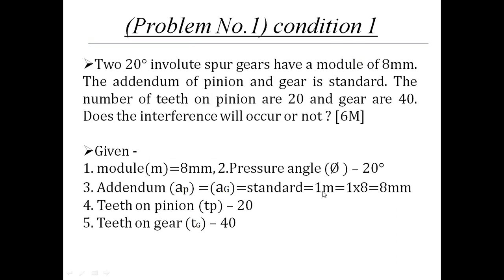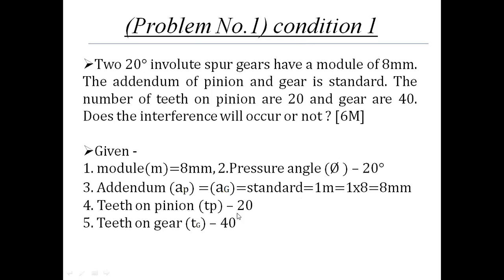Standard means 1 module. If it is a different module, the addendum is different. In a question, the addendum may be given as 1.5 module or 1.1 module, but here the addendum of pinion and gear is standard, that means 1 module. So 1 module is nothing but 1 into module 8, which is equal to 8 mm. Again, the addendum for gear and pinion is 8 mm.